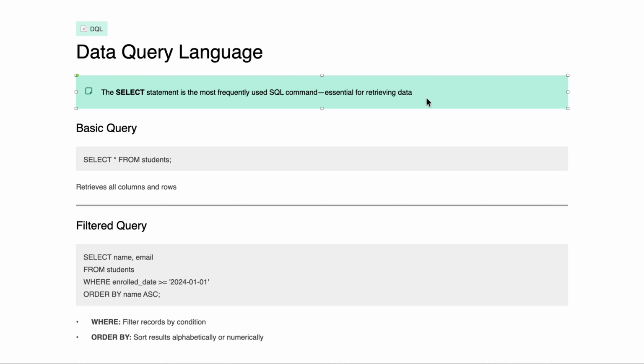So let's look at some example queries. The where clause is used for filtering records by condition. This is a where clause that I have taken as an example. And order by is used here to sort the name in ascending order. ASC is called ascending order, DESC is called descending order.